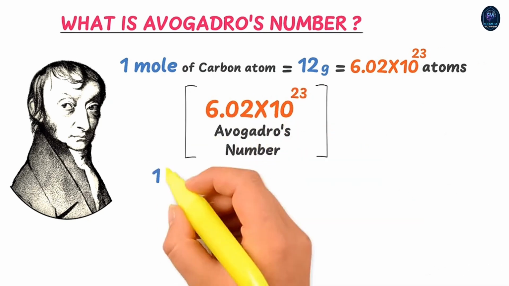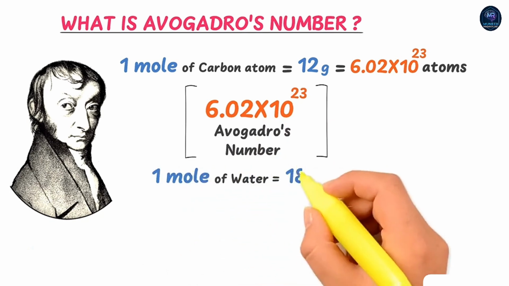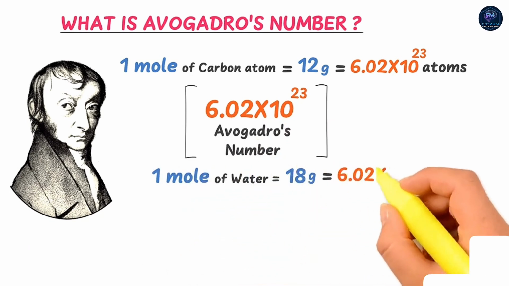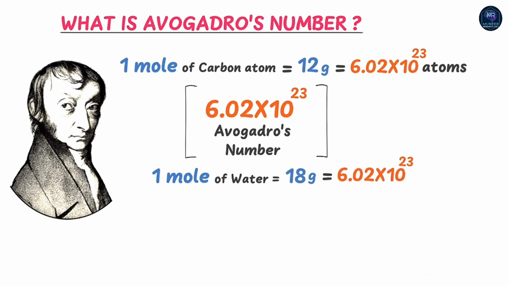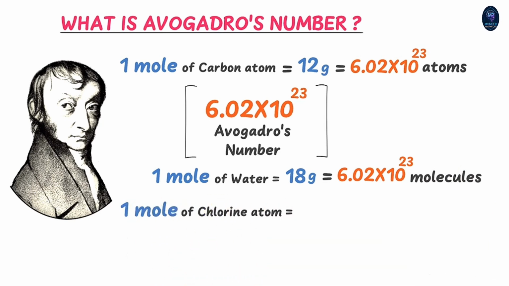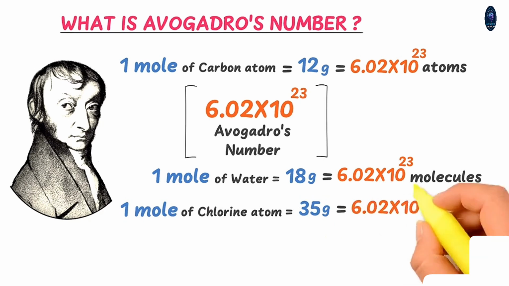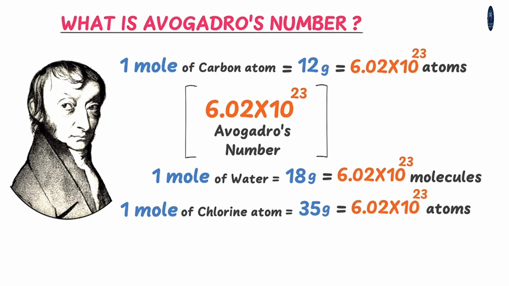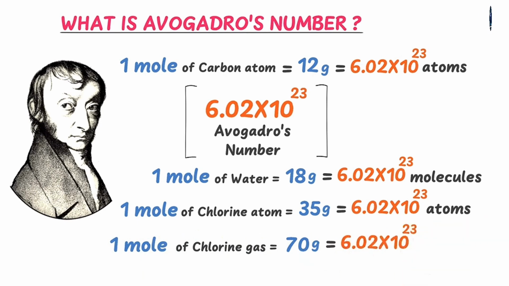Now, in chemistry, we say that 1 mole of water is equal to 18 grams, and there are 6.02 times 10 to the 23 molecules of water in 18 grams of water. 1 mole of chlorine atoms is equal to 35 grams, and there are 6.02 times 10 to the 23 atoms of chlorine in 35 grams. 1 mole of chlorine gas is equal to 70 grams, and there are 6.02 times 10 to the 23 molecules of chlorine in 70 grams.